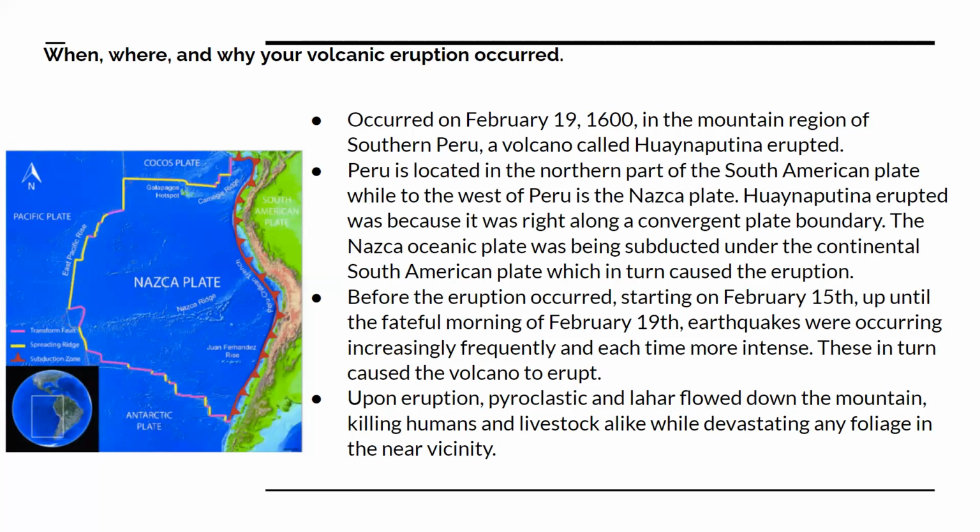The oceanic plate, the Nazca plate, was being subducted under the continental plate, the South American plate, which in turn caused the eruption. Right before the eruption, from February 15th up until the eruption on February 19th, earthquakes occurred with increasing frequency and each time getting more intense. And these too would lead to the eruption of the volcano. Upon the eruption, pyroclastic materials and lahars flowed down the mountain, killing humans and livestock alike and devastating any foliage in its way.